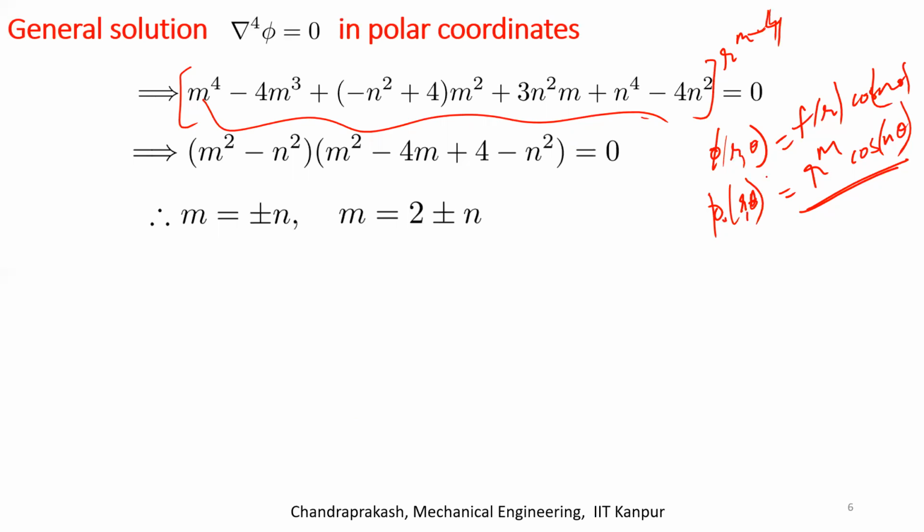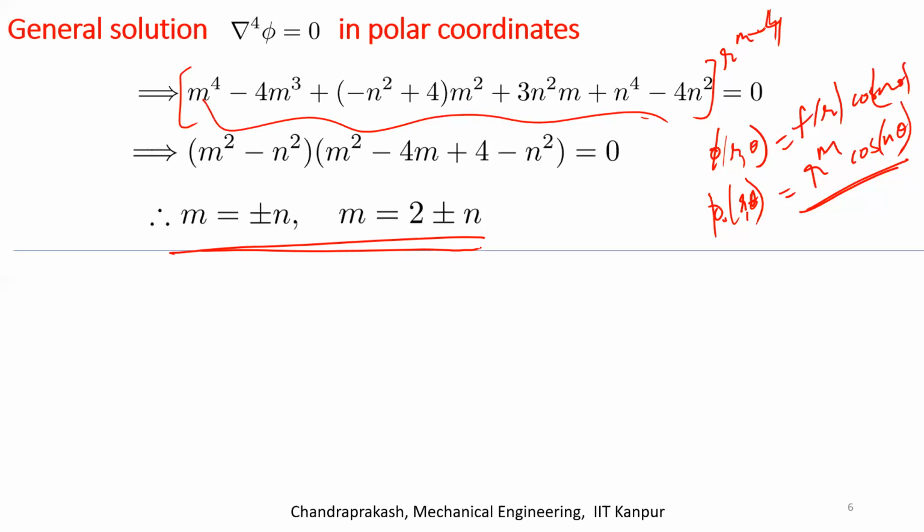And now we got a relation saying you cannot randomly choose m and n. M and n should be governed by these relations, which is plus or minus n and 2 plus or minus n. We have chosen a power series with respect to r, and that coefficient need not be independent. That's what our differential equation is telling us. If you pick a value of n, correspondingly these should be the values for m.